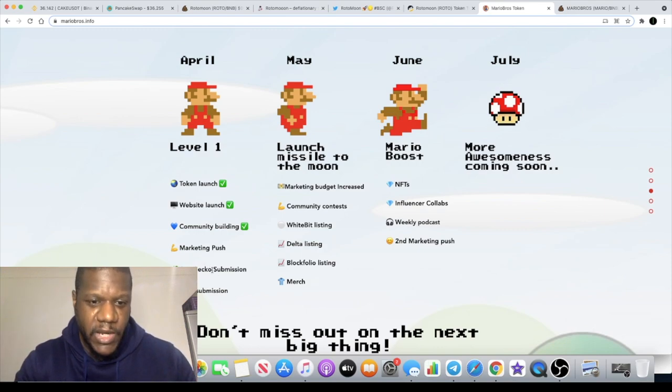Just quickly looking at the roadmap: April token launch, website launch, community building and marketing push. They've applied for CoinGecko and CoinMarketCap. Going into May, they're going to increase the marketing budget, doing contests. They hope to list on Whitebit and Blockfolio, and they're going to be doing merchandise. Okay, going into June, NFTs.